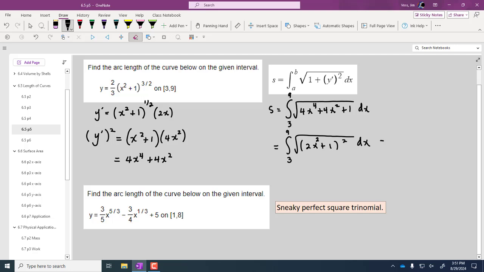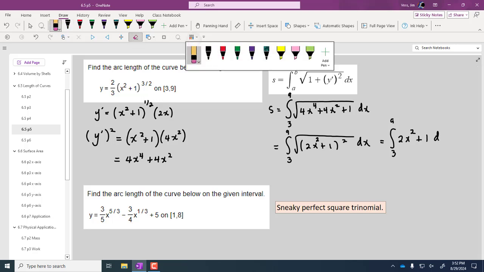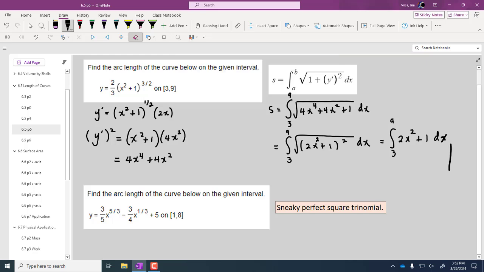And that then reduces the integrand beautifully. The square root and the square disappear. We get 2x squared plus 1, the square root of the square. So then we have something that's pretty easily integrable.